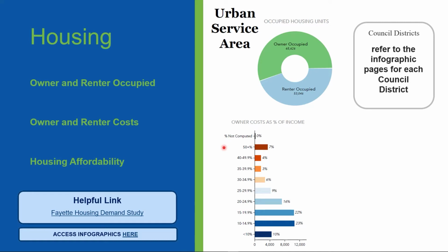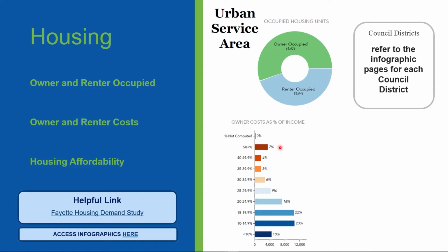So in this chart, the color blue here on the bottom indicates housing costs that are financially stable, and the red indicates housing costs that are not financially stable. So we see mostly like a bell curve with a little tail here for owner occupancy. So based on this, and this is coming from 2018 5-year American Community Survey data, so it's pretty good data, 20% of owners in the urban service area have housing costs that are not financially stable.